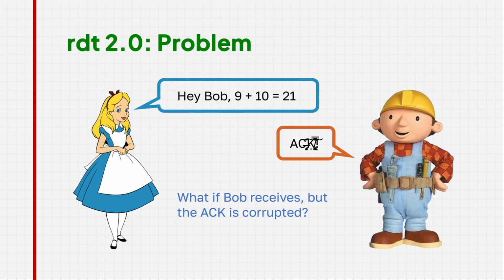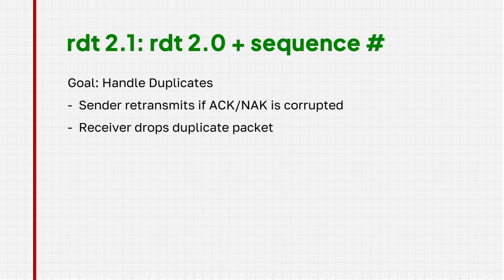No. So what do we do to mitigate that? We add the sequence number, that's correct. So in RDT 2.1, we are basically fixing 2.0 by adding a certain number, a certain ID to each packet. So that when the ACK or the NAK is corrupted, you can always retransmit the packet and the receiver will know if this is the same packet or a different packet.